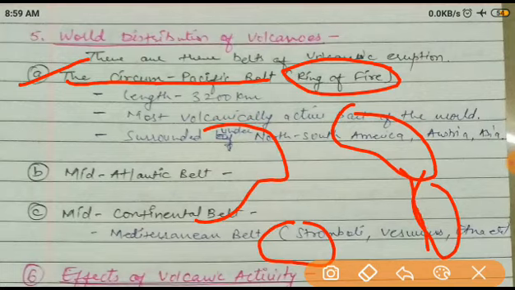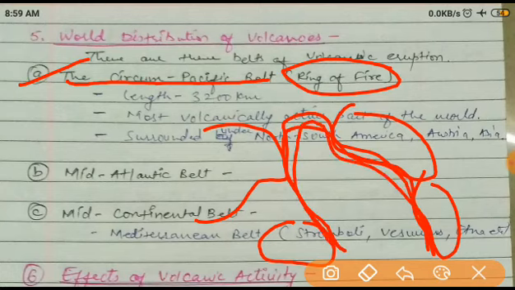So this complete border of all four continents is called the Ring of Fire, because the maximum number of volcanoes are located here. That's why it is called the Ring of Fire. So now you understand what the Ring of Fire is: the series of volcanoes surrounding the Pacific Ocean, in between North and South America, Asia and Australia. This complete area is called the Ring of Fire.